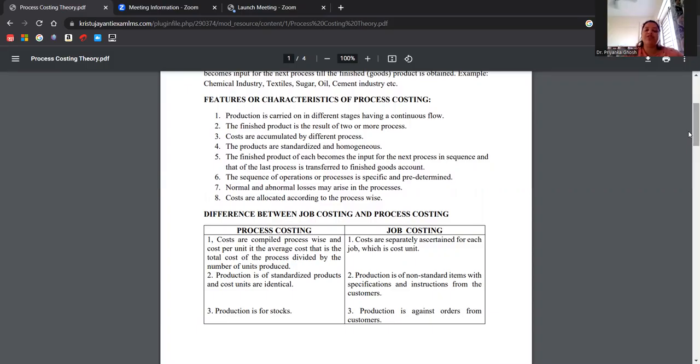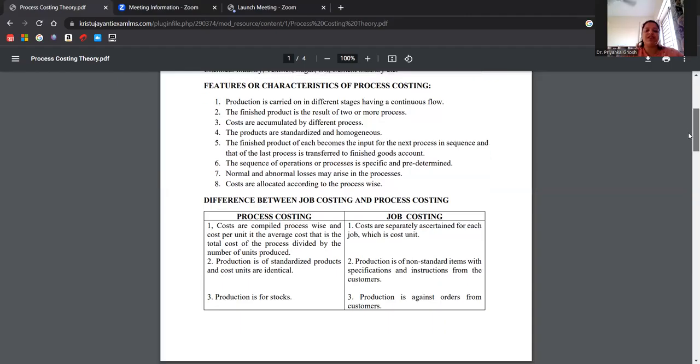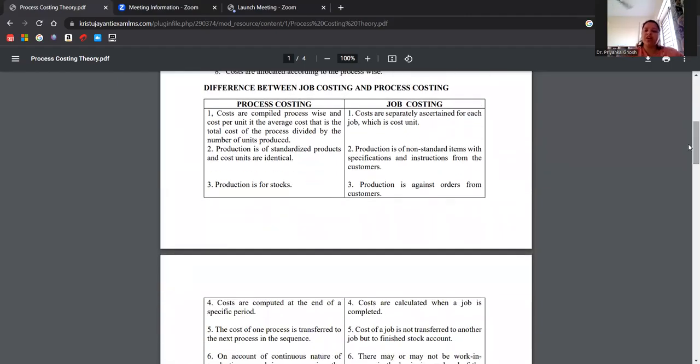Normal and abnormal losses may arise during the process, and costs are allocated process-wise. Process costing is also a version of job costing, but there is a difference between process and job costing. So let's see what the differences are. In process costing, costs are compiled process-wise, and the cost per unit is the average that can be calculated during the process. How to calculate it: total cost divided by the total units manufactured.